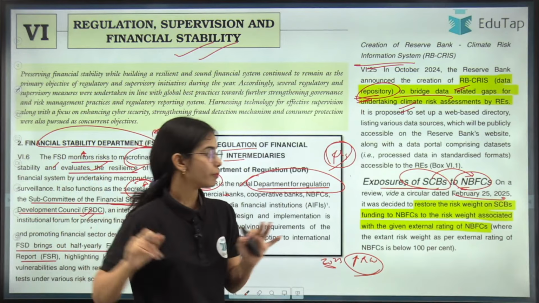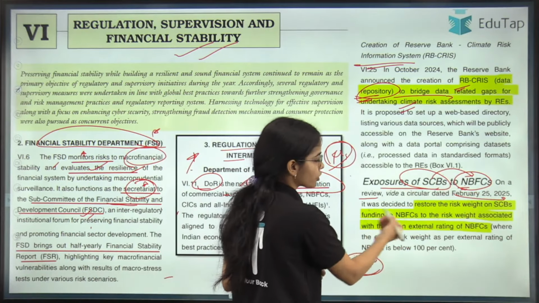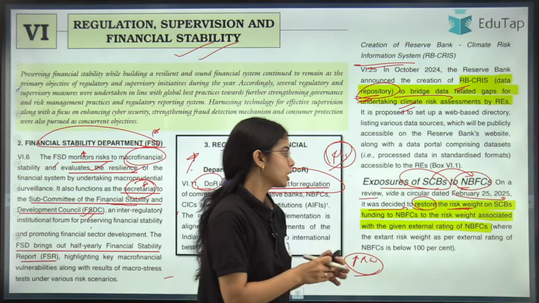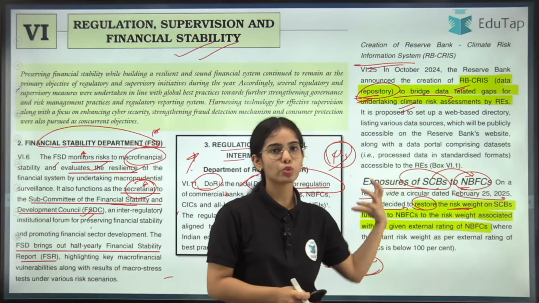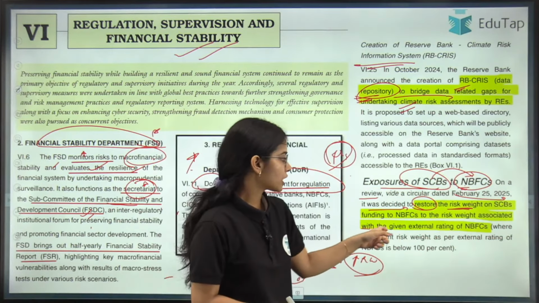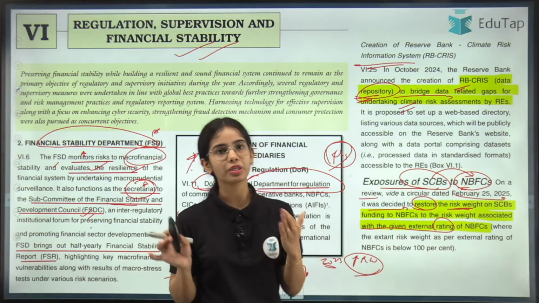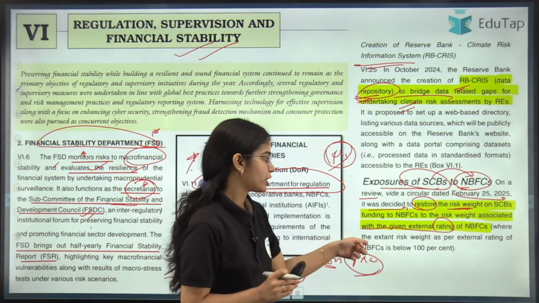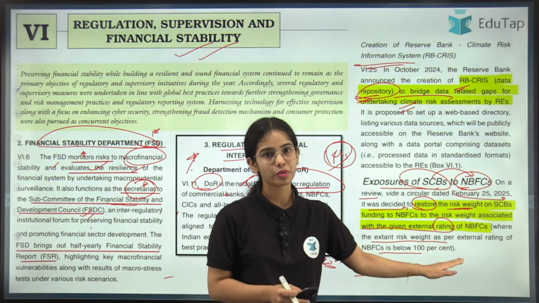the previous level. Okay. So on a review in February, it was decided by the Reserve Bank of India to restore the risk weight to the previous level for the exposure of scheduled commercial banks to NBFCs, on the basis of the given external rating. So the risk weight will again be decided on the basis of the external rating of NBFCs, where the existing risk weight as per external rating of NBFCs is below 100%.